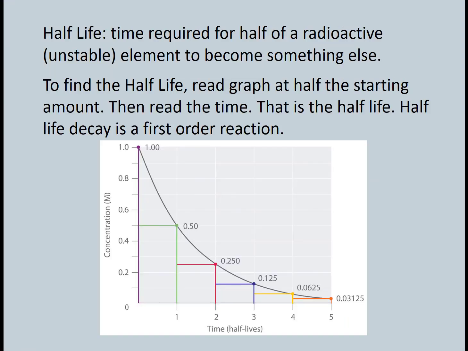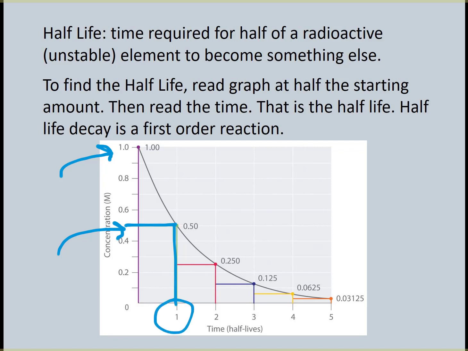Anytime we talk about nuclear decay and half-life, it is a first order reaction. Half-life is the required time for half of a radioactive or unstable substance to become something else. To find the half-life, read the graph at the half point. So right here, if I'm starting with 1, the half point would be 0.5. If I was starting at 100, my half point would be at 50. And what I'm reading is what the time is. So I just read at the half point, and there's that 1.